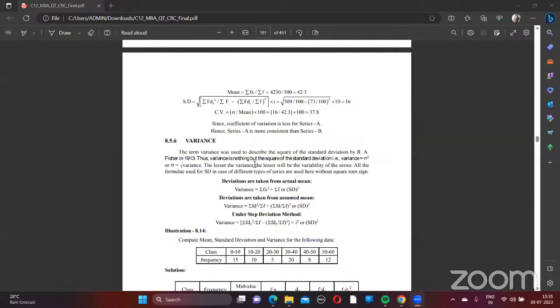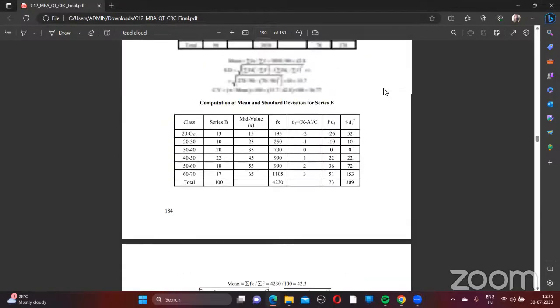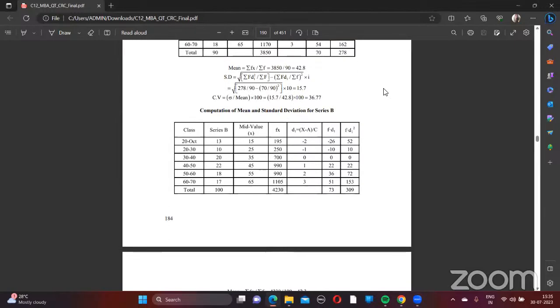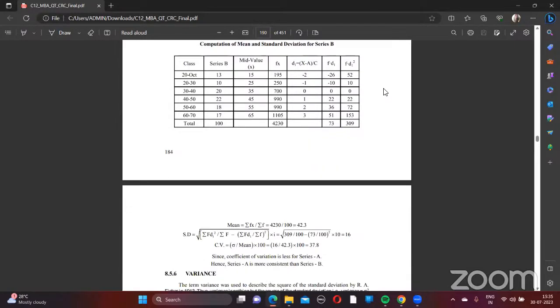Right. Just now we discussed the coefficient of variance. Did you find that one? Did you get it? Up to this, we discussed series A and B. Is that clear? Yes. Right.